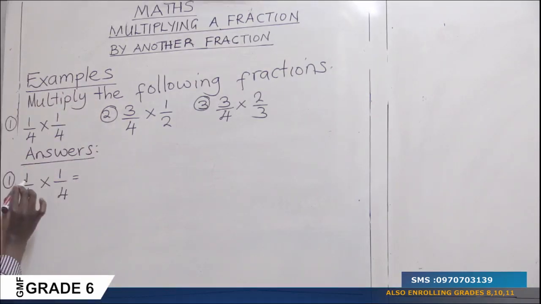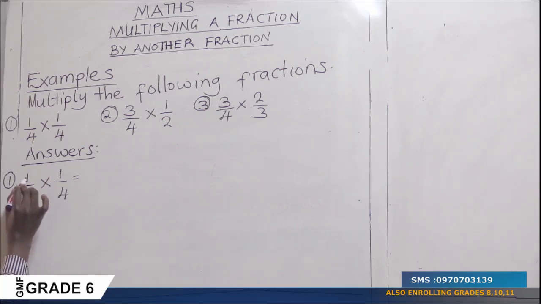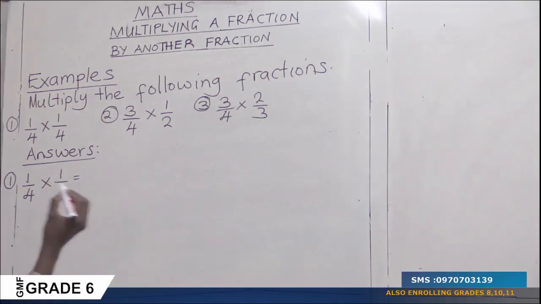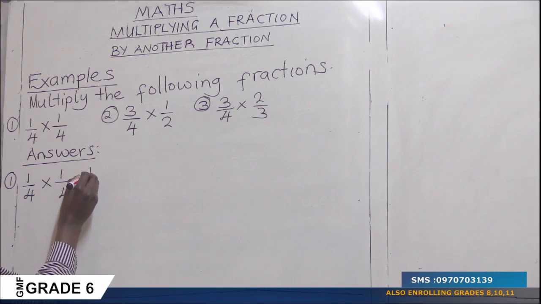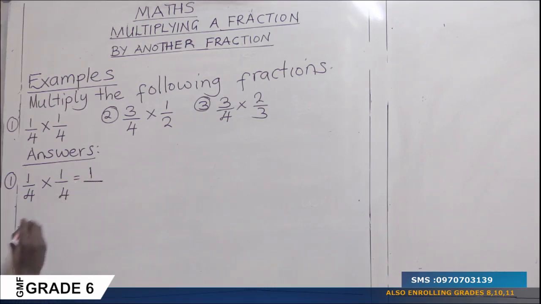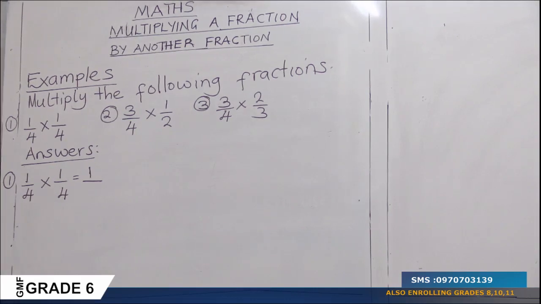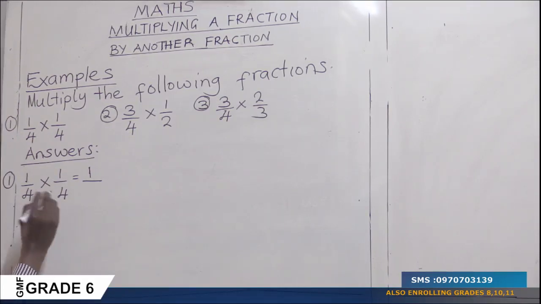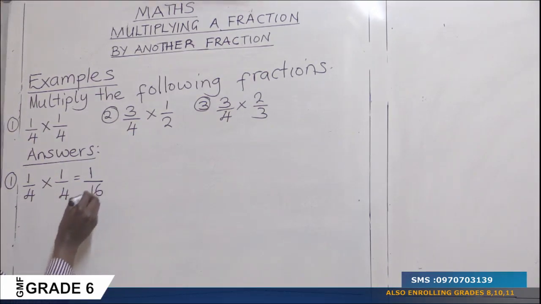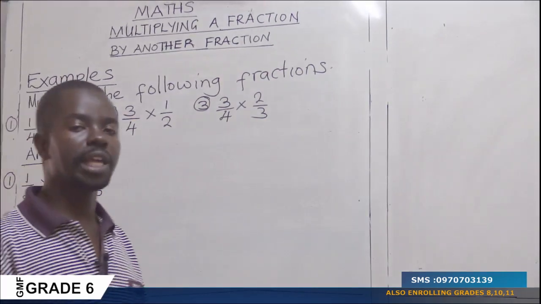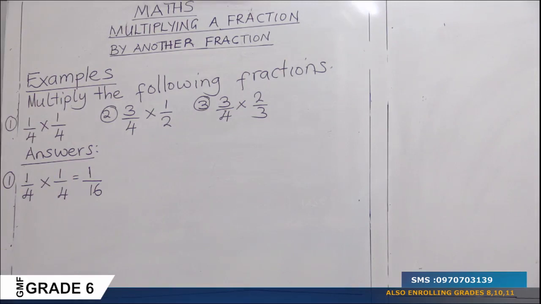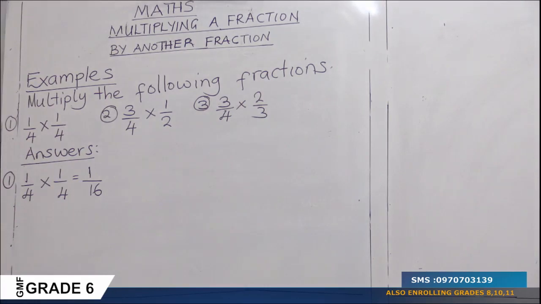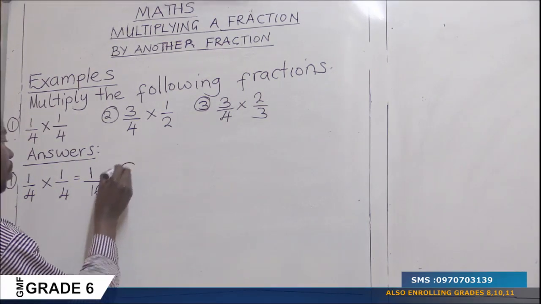So for example, here we have got 1 times 1. 1 times 1, boys and girls, the answer is 1. Over 4 times 4. What is 4 times 4, boys and girls? 4 times 4, the answer is 16. So our answer is 1/16. Let's go to example 2.